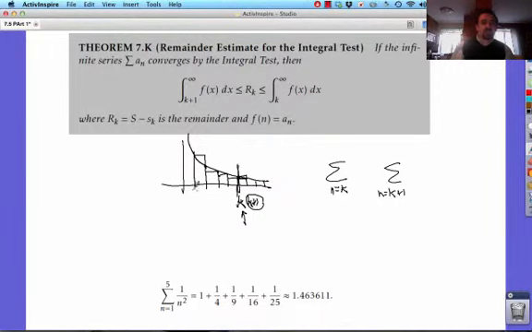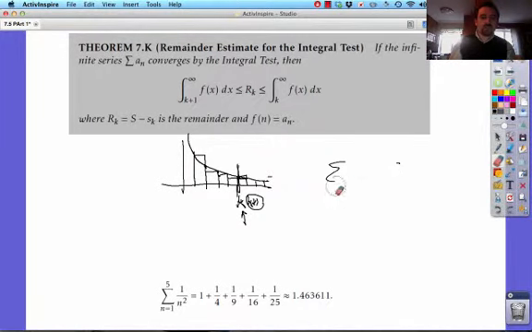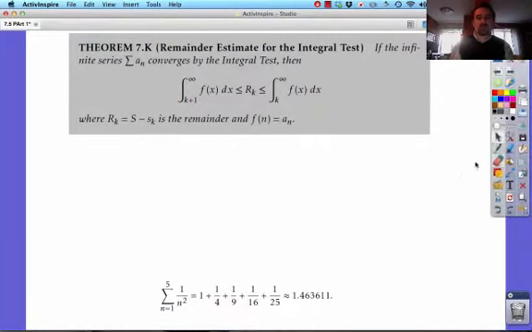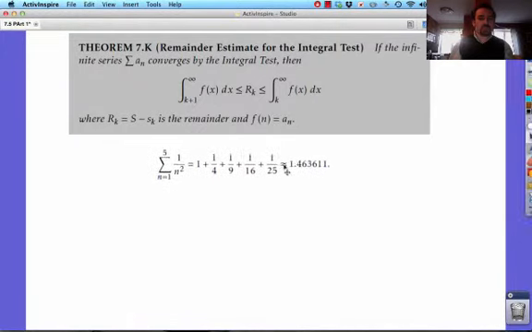That's what this is saying. If we go out k terms and want to figure out what's left, it's somewhere between the integral from that stopping point to infinity and the integral from one more than that stopping point to infinity. That's the idea here. All right, so let's look at how this works in practice. This idea of computing the error term in a series is a very important idea that we're going to be using shortly with things like Taylor series. So we need to have this idea down.